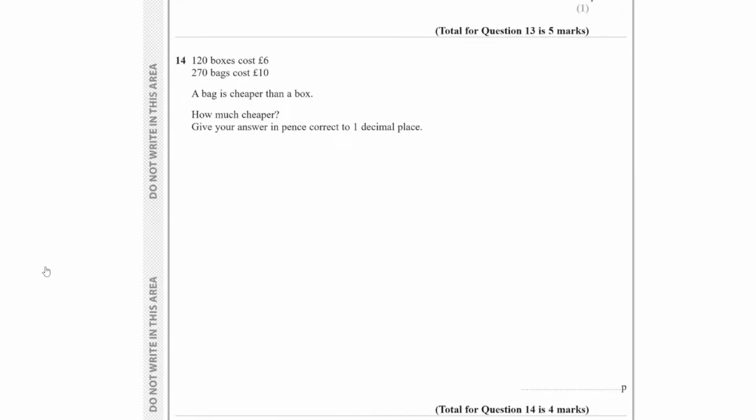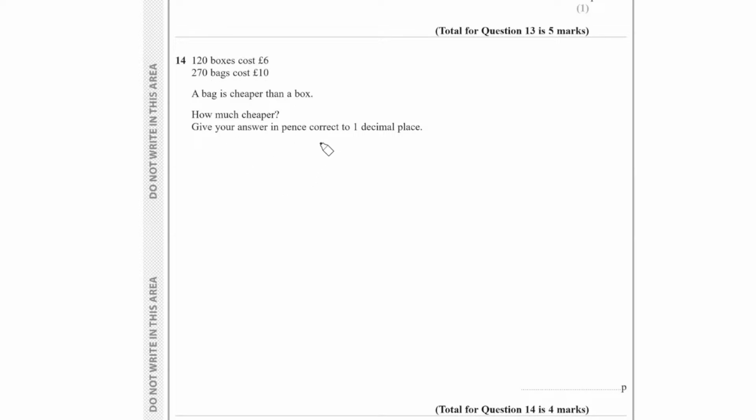So we've got 120 boxes cost £6. 270 bags cost £10. A bag is cheaper than a box. How much cheaper? So we need to work out the cost of one box, the cost of one bag, and then the difference.